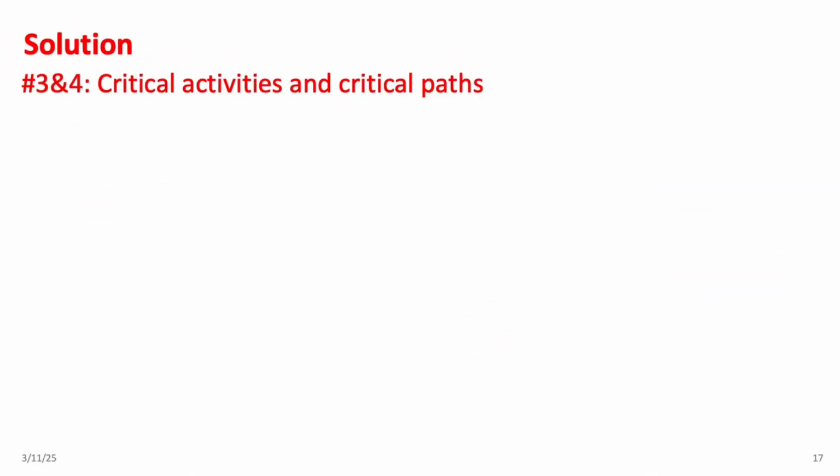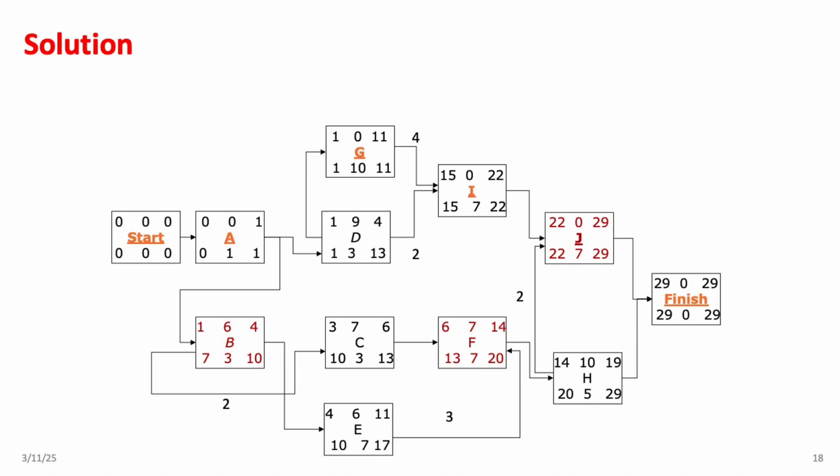Alright, now let's take a look at the network and identify both critical activities and critical paths. First, we'll identify the fully critical activities, which are the ones with zero total float. Based on the network, the fully critical activities are A, G, I, and J. Next, let's check for partially critical activities. These are activities that are critical either at their start or finish, but not both. The only partially critical activity here is activity D.